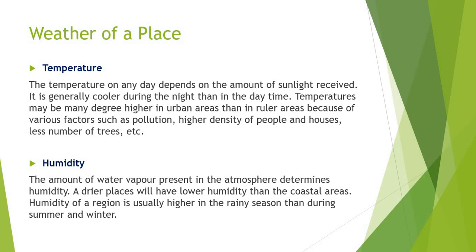So there are two factors which affect the weather of a place. The first one is temperature, the other one is humidity. The temperature of any place depends upon the amount of sunlight received. It also depends upon pollution, higher density of people and houses, and fewer trees. Humidity also determines the weather of a place. Drier places will have lower humidity than coastal areas, and the humidity of a region is usually higher in the rainy season in comparison to the summer and winter seasons.